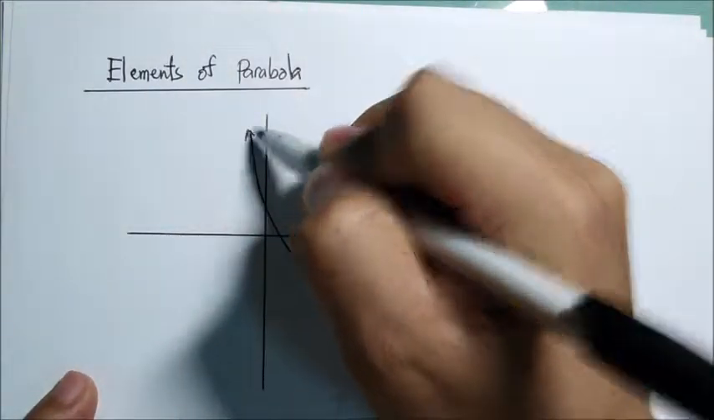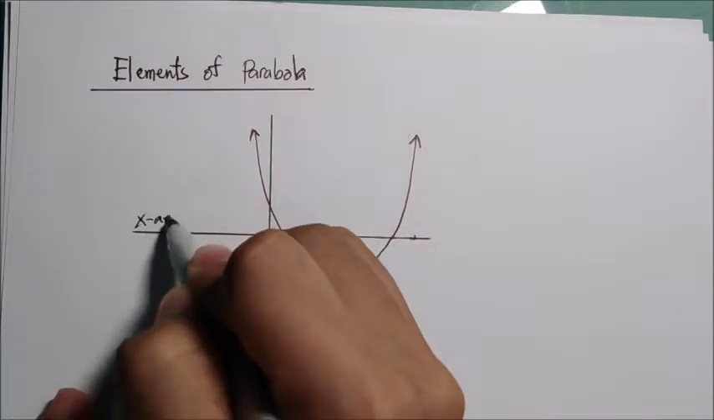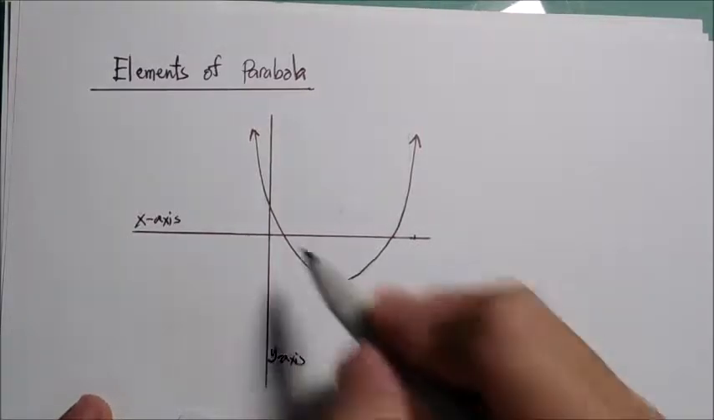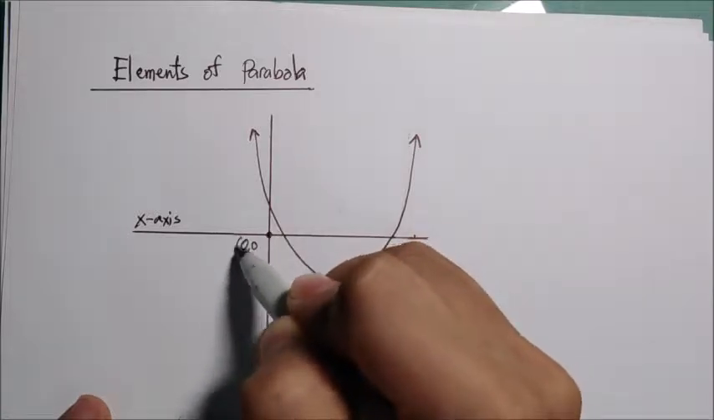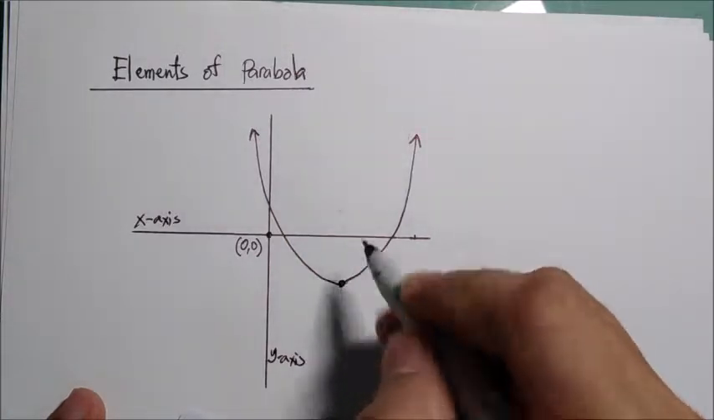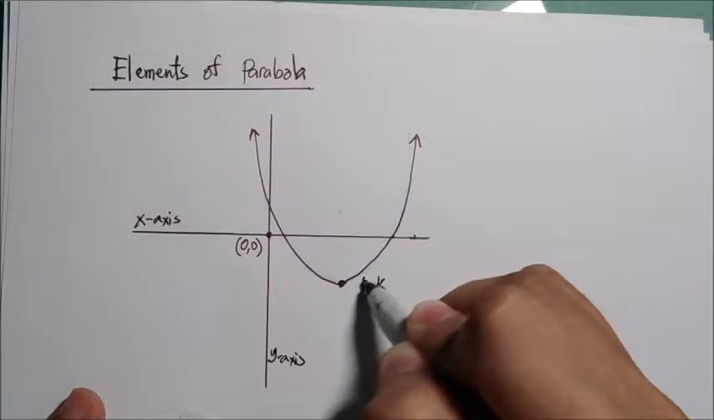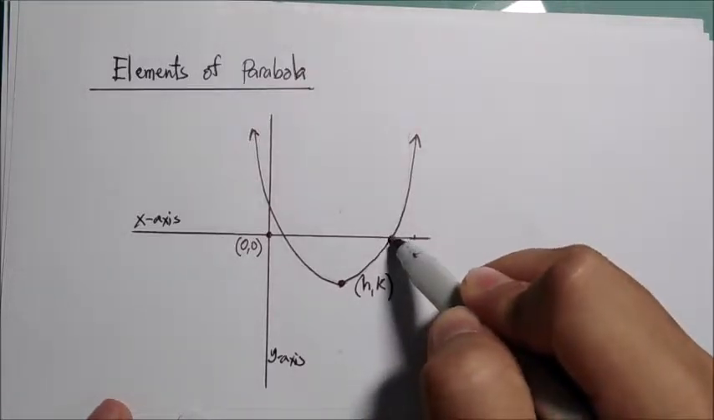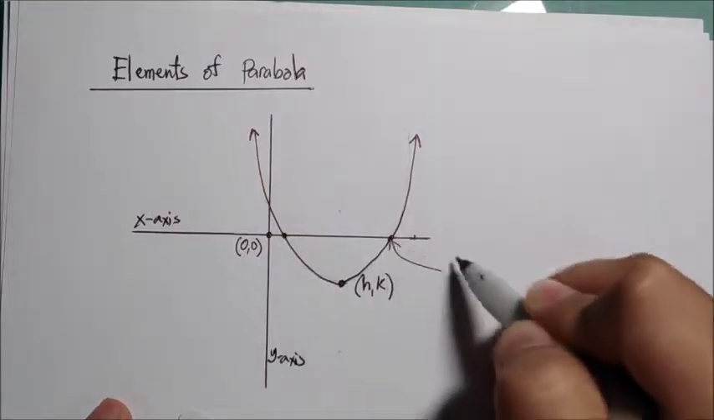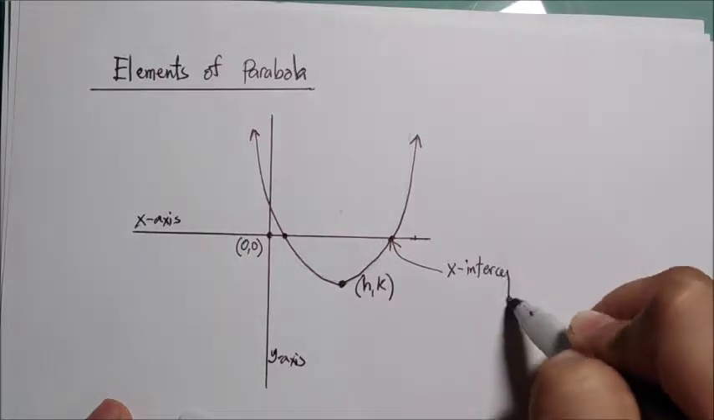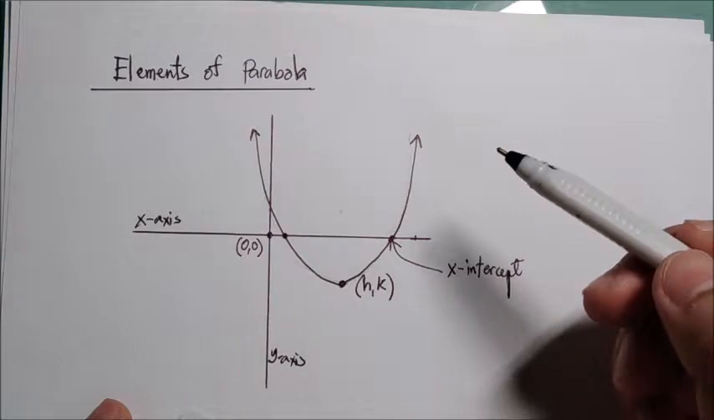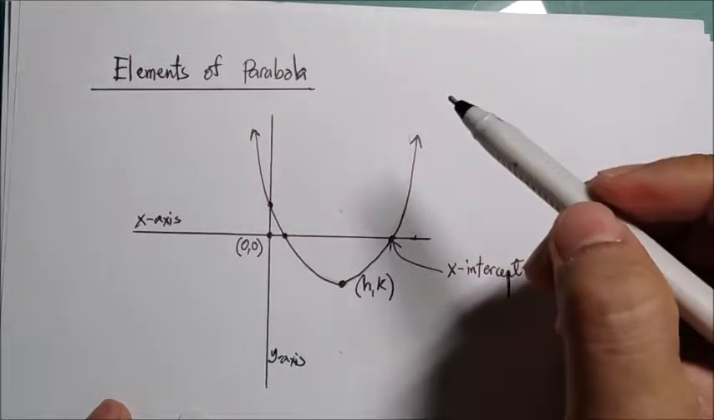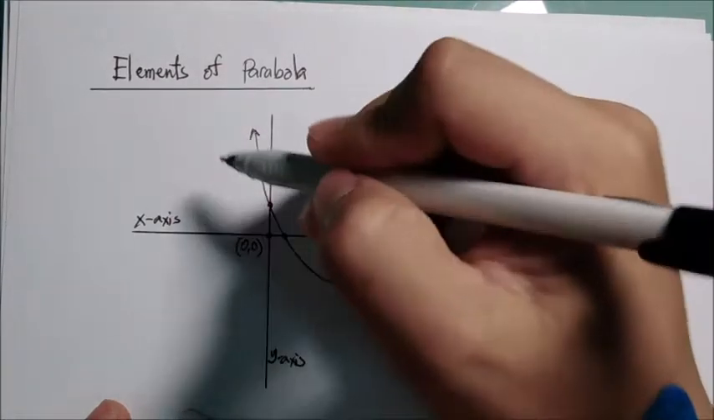So for example, this is our parabola. This is our x-axis and our y-axis. This is at (0, 0). If this is our parabola, this is the vertex at (h, k). This is the x and y of the vertex. This is the x-intercept, which means that at this point the parabola touches the x-axis. And here we have the y-axis, which means this parabola touches our y-axis. Therefore, this is our y-intercept.